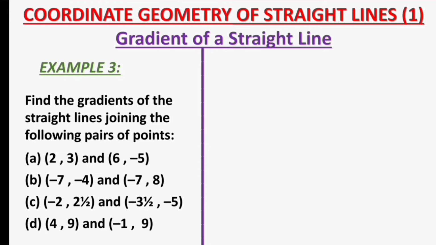In question 3c, the coordinates of the first point are minus 2 and 2.5, and the coordinates of the second point are minus 3.5 and minus 5. While in question 3d, the coordinates of the first point are 4 and 9, and the coordinates of the second point are minus 1 and 9.